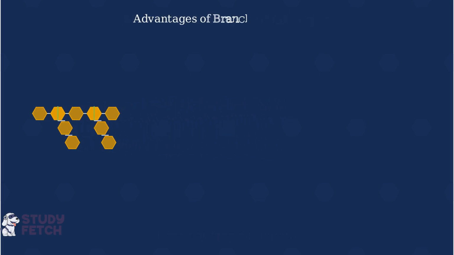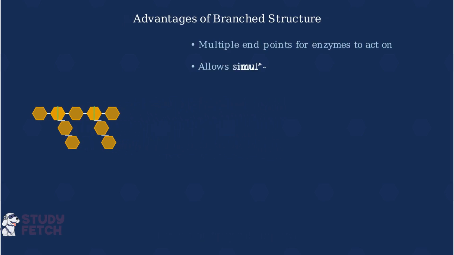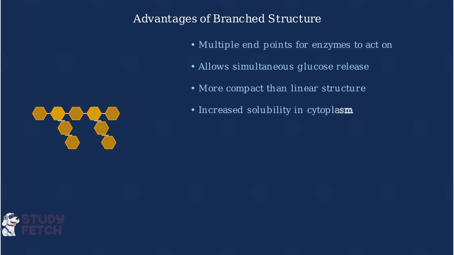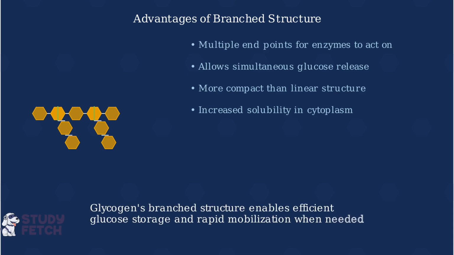This branching structure provides several advantages. Multiple endpoints allow enzymes to release glucose simultaneously from different branches. The compact design increases solubility and maximizes storage efficiency. In summary, glycogen's branched molecular structure provides the perfect balance between compact storage and rapid glucose mobilization, making it an ideal energy reserve for the body.